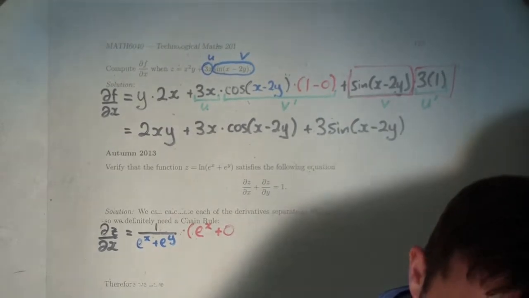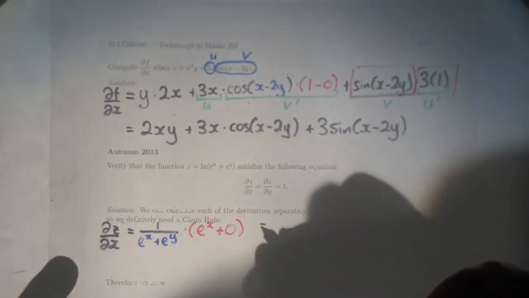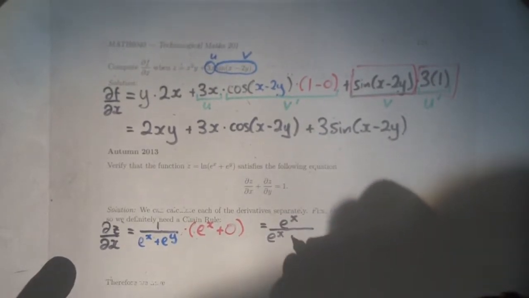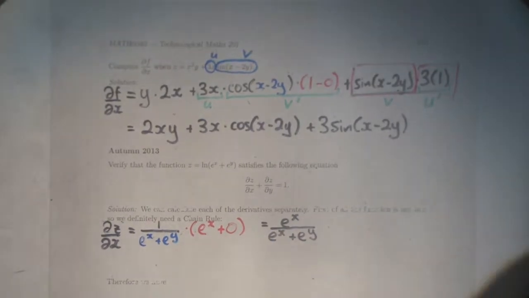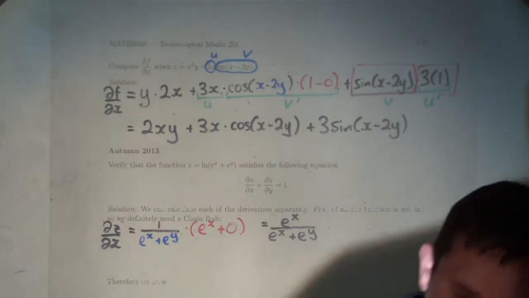And I'll tidy it up a little bit. We get e to the x divided by e to the x plus e to the y. We'll just leave that there for a second. Now we'll calculate the other partial derivative.